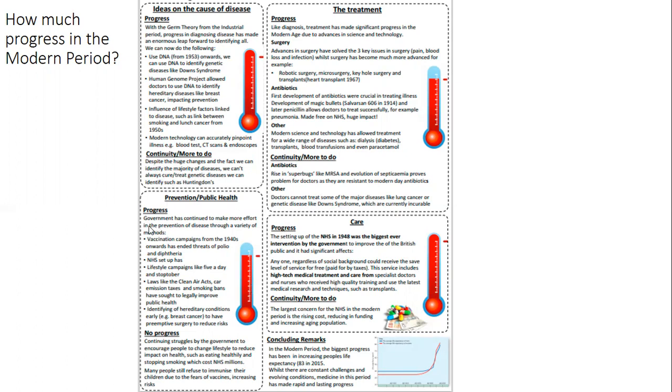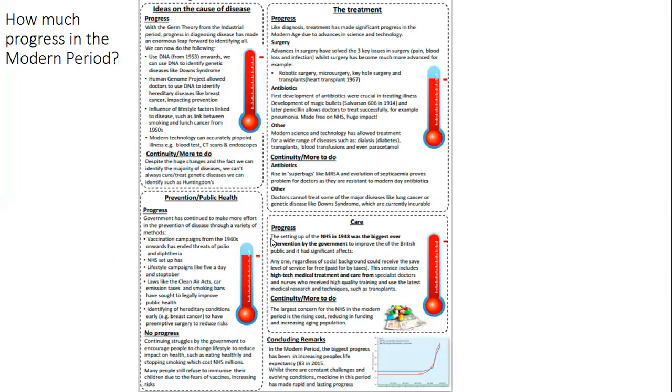Prevention and public health, the government have had vaccination campaigns which have ended the threats of things like polio. We've got lifestyle campaigns which have been set up like 5 a Day and Stoptober. The Clean Air Act, car emission taxes and smoking bans have sought to legally improve public health, and identifying hereditary conditions early allows preemptive surgery to reduce risks. But there is a struggle by the government to encourage people to live better lives. More people still refuse to immunize their children due to the fear of vaccines, which increases the risk.